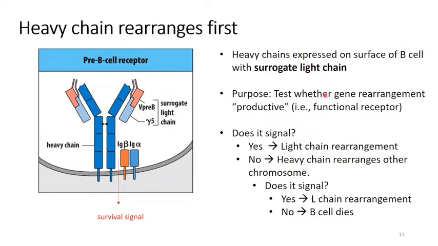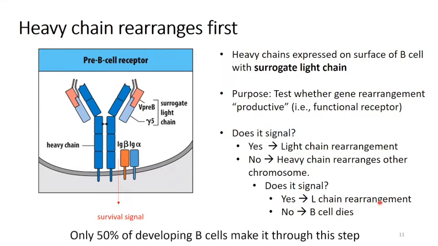And what happens is this surrogate light chain allows that antigen receptor to try and signal into the B cell. And if the B cell receives signaling through that B cell receptor through these proteins called Ig beta and Ig alpha, those are the signaling molecules, then the B cell goes ahead and rearranges its light chain gene. If it doesn't get a signal, it rearranges the heavy chain again using the other copy on the other side of the chromosome. And if that functions, then it'll do the light chain rearrangement. And if it doesn't signal, then the B cell dies. In fact, only about half of the B cells make it through this stage of the process.